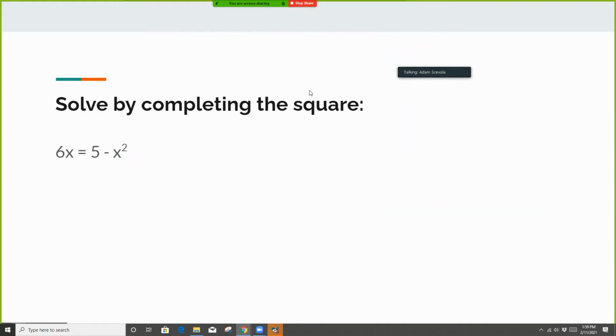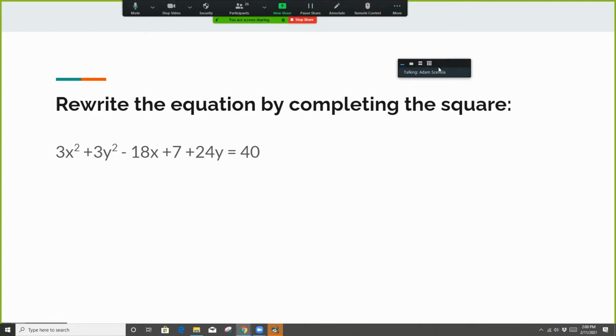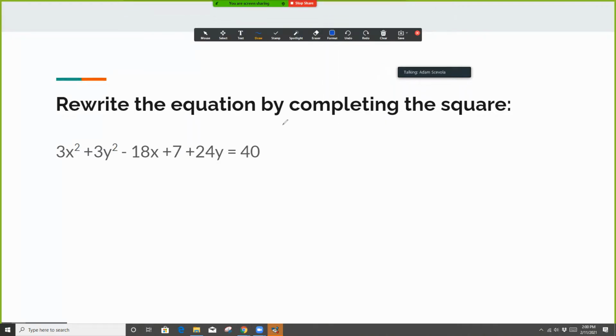All right, so now, last but not least, we did that already. Rewrite this equation by completing the square. So we want to put it in standard form of a circle. So when we complete the square, first, let me think for a second. I think I messed up these numbers. Whatever, we'll figure it out.